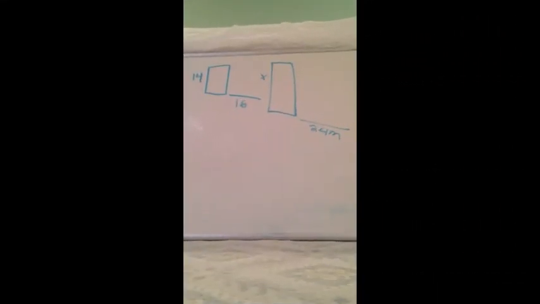Okay, so here's the word problem that we are going to solve. A building with a height of 14 meters casts a shadow that is 16 meters long, while a taller building casts a shadow of 24 meters long. What is the height of the taller building? So we are clearly trying to find this height of the taller building. And with the measurements given, we will be able to find that missing height.